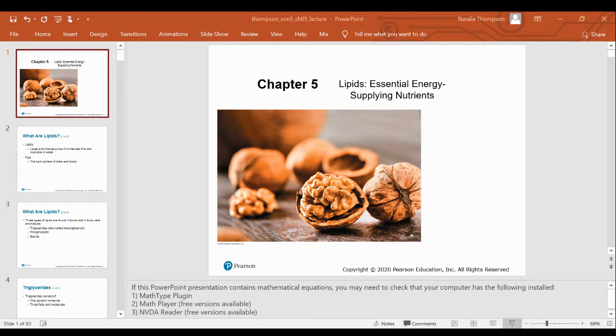Sorry, maybe I'm getting ahead of myself. First, let's go through the fatty acids in a little bit more detail, because in order to understand triglycerides, we have to actually understand these fatty acids.